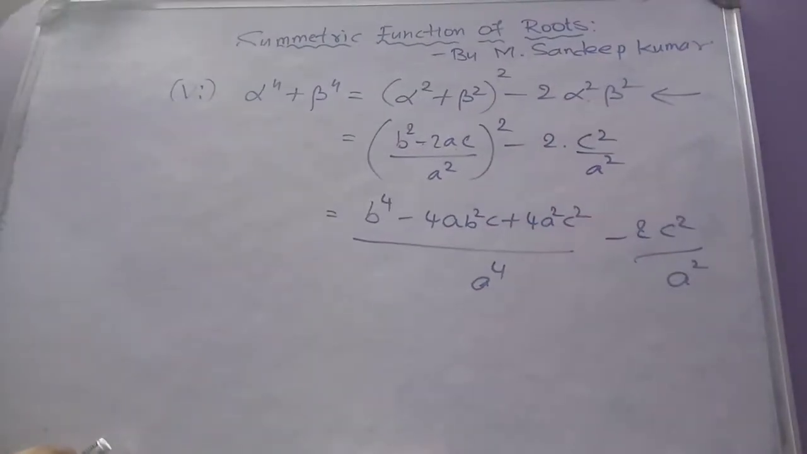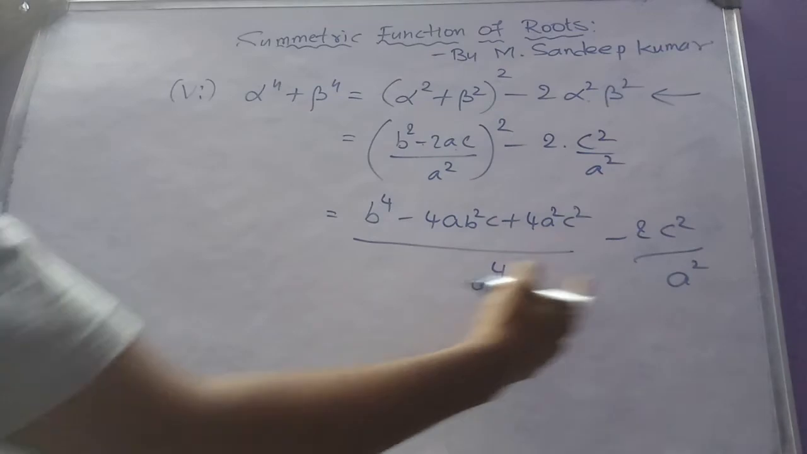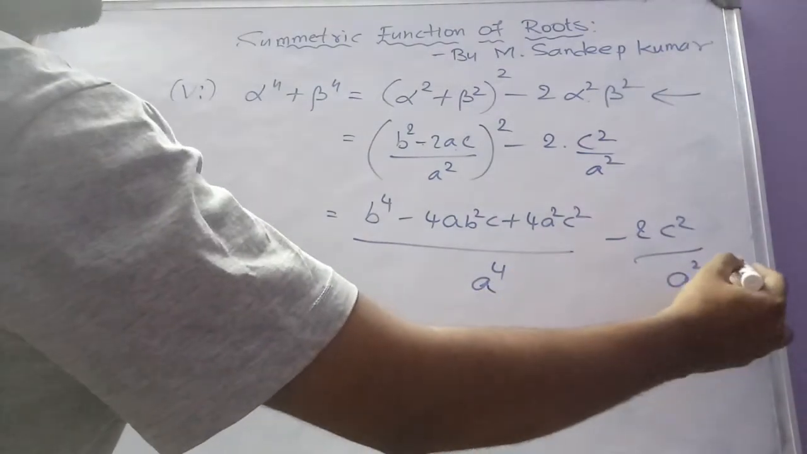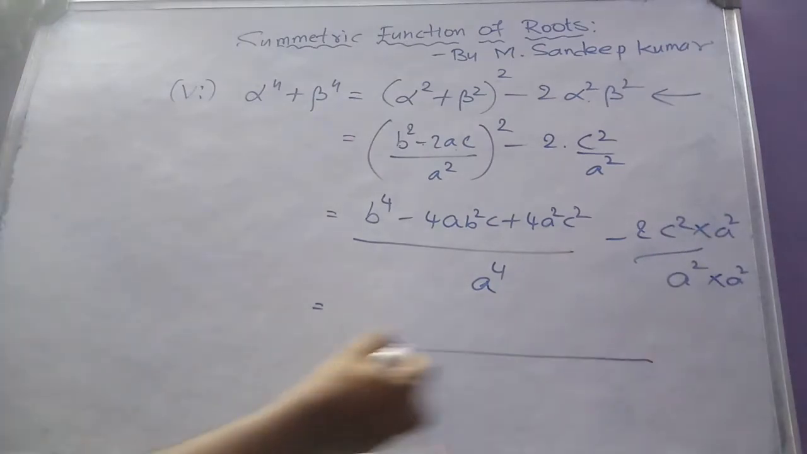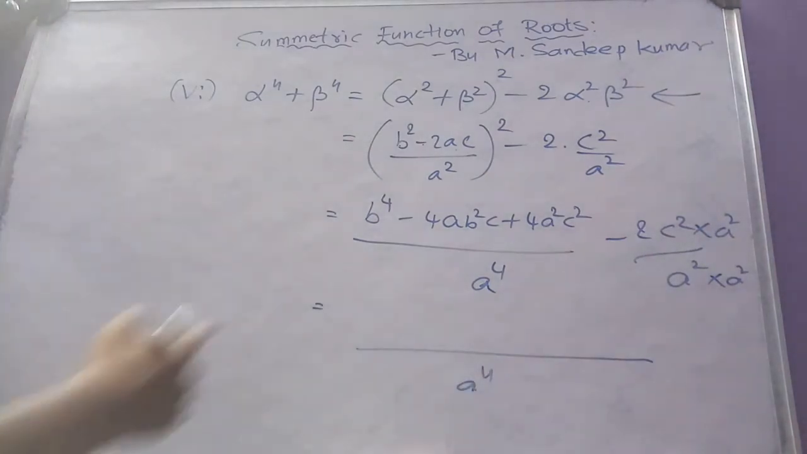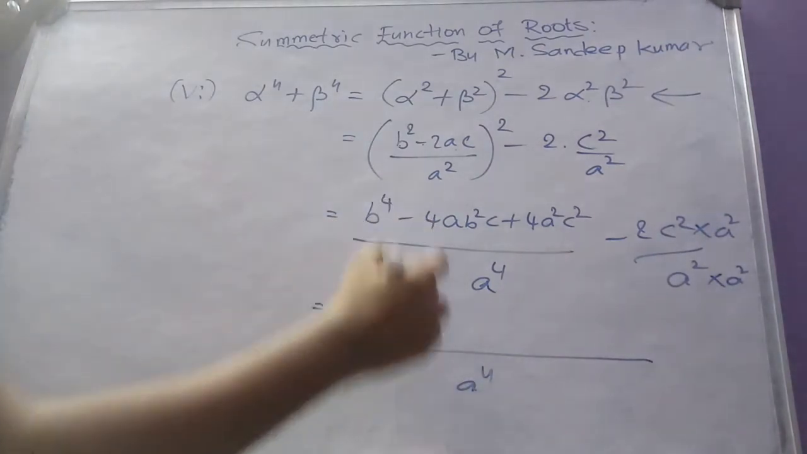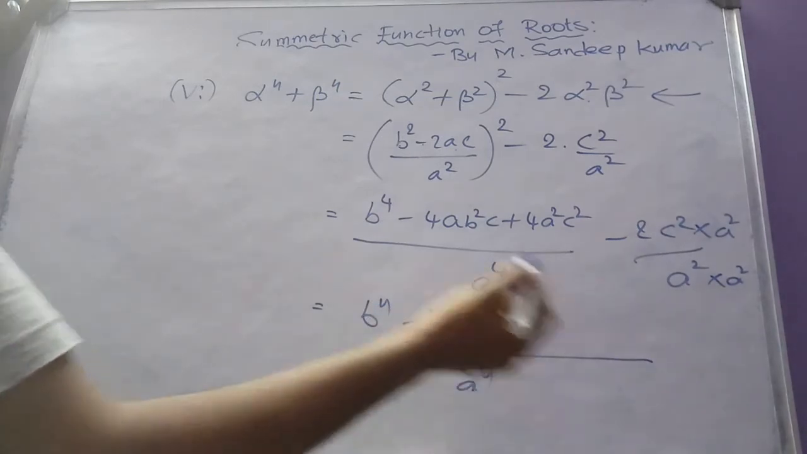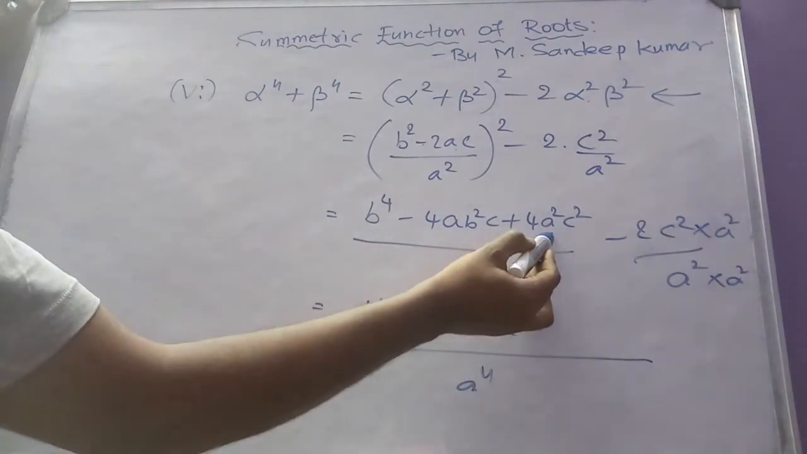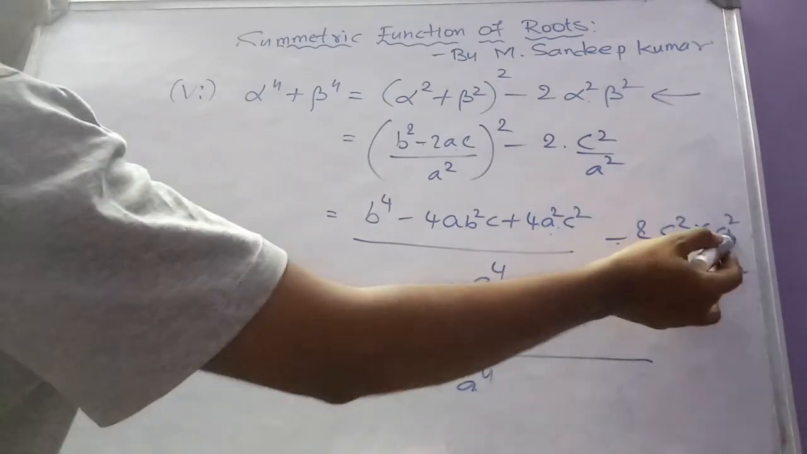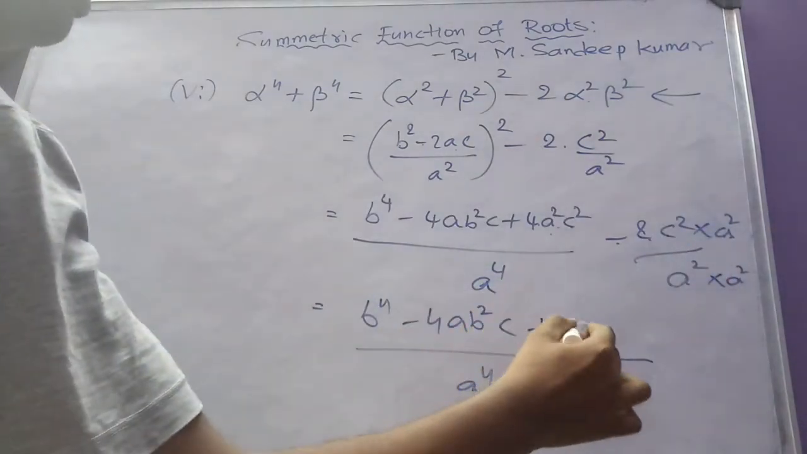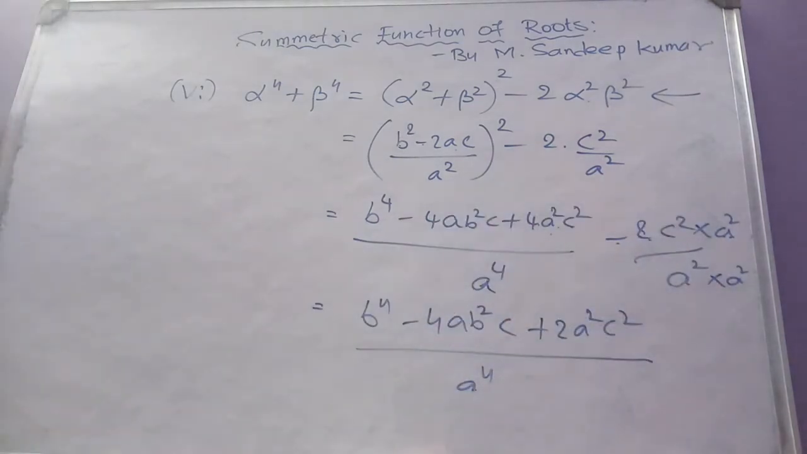It's easy itself. Next, again, to get a common denominator, I'll multiply the denominator and numerator with a square. So therefore the common denominator is a power 4. Now b power 4 as it is, minus 4ab square c as it is. Observe, this is 4a square c square minus 2a square c square. That means what? 2a square c square. So this is the required formula for alpha power 4 plus beta power 4.